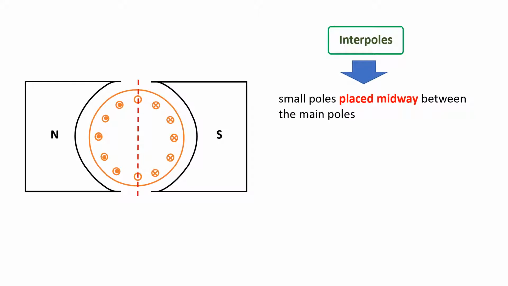The first solution is by having interpoles. Now interpoles are small poles that are placed midway, or halfway, in between the two main poles. So I'm drawing here where the position of the interpoles would be. And what would happen is, normally in a normal DC machine, the neutral plane is this middle line, which is what we call the original neutral plane.